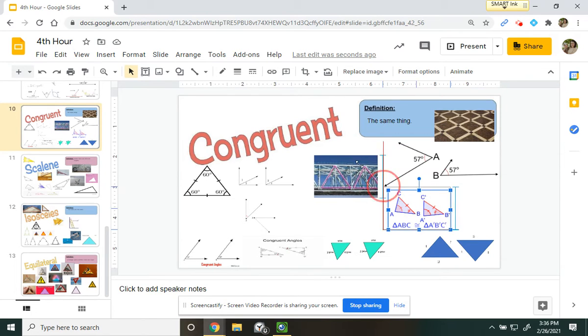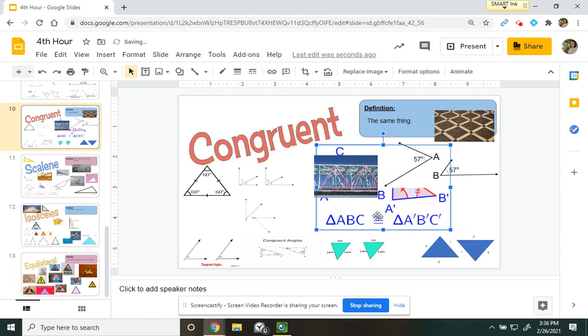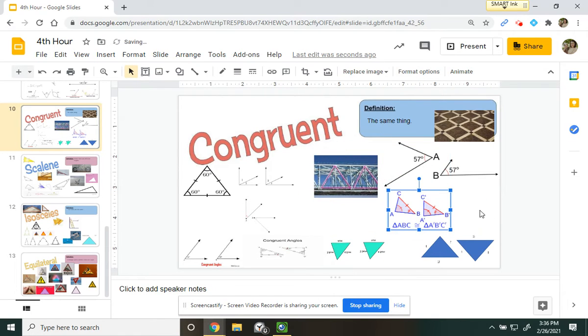This one right here shows us the congruent symbol. So that right there, the equal sign with the squiggly on top, that means congruent. If you ever see me write that, because I'm lazy and I'm not going to write out the word congruent if I don't have to, I'll use that little symbol right there.